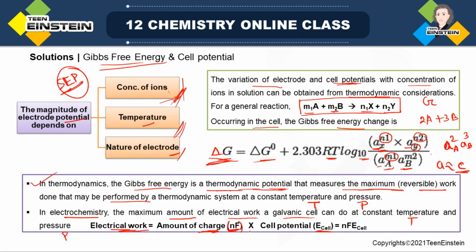Now what is nF? n is the number of moles of electrons and F is the Faraday. The charge of 1 mole of electrons is basically 1 Faraday. So if it is 1 Faraday for 1 mole, if there are n moles, it will be nF charge. So the total amount of charge multiplied by E cell will be the electrical work. So this is actually nF E cell.